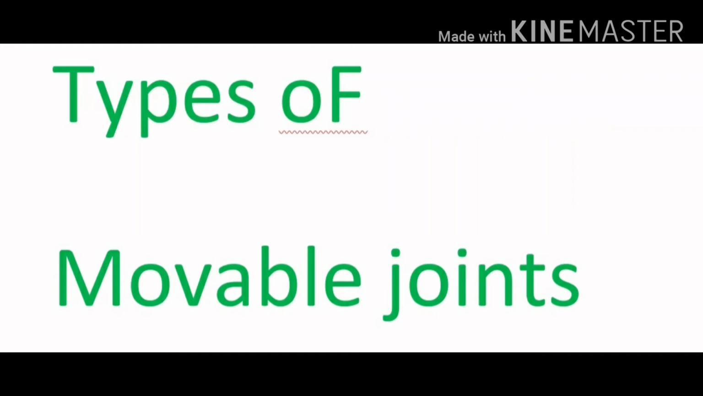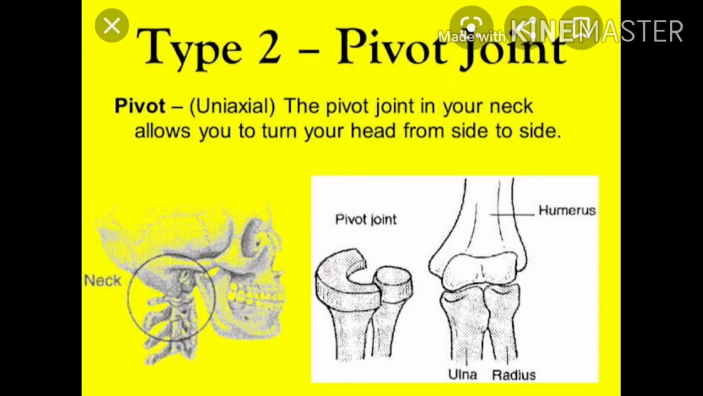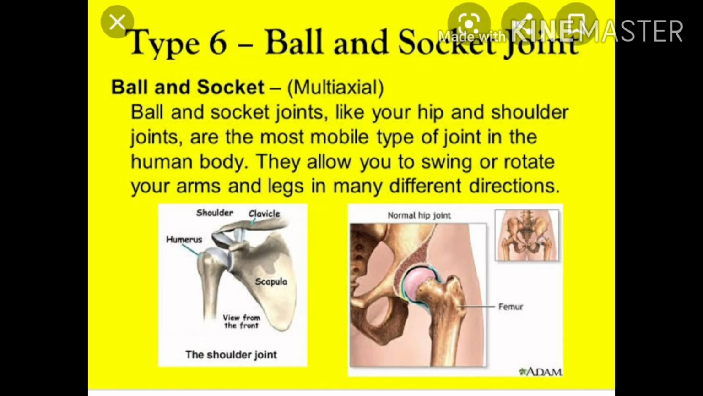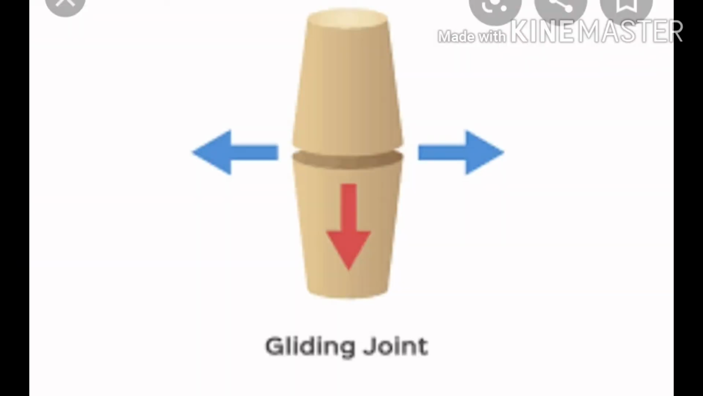Good morning, students. Today we will understand different types of movable joints. We have four different types of movable joints. First is pivot joint. Second is ball and socket joint. Third is hinge joint. Fourth is gliding joint.